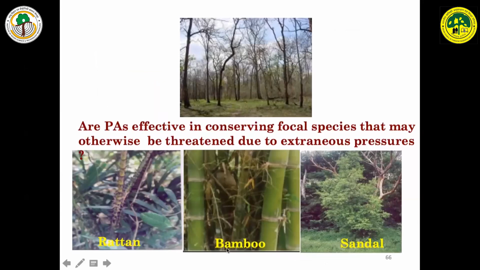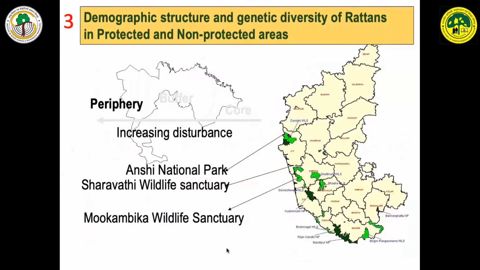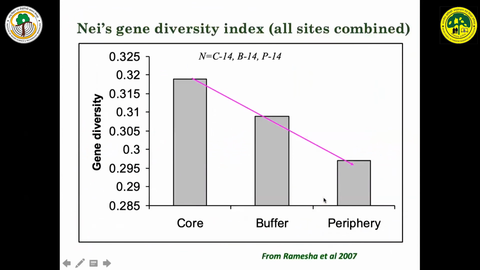And similarly, we asked the same questions in rattan and bamboo, as well as sandalwood. And in the case of rattans, these are some sampling areas, protected areas. You can see here, we have done core to buffer sampling.